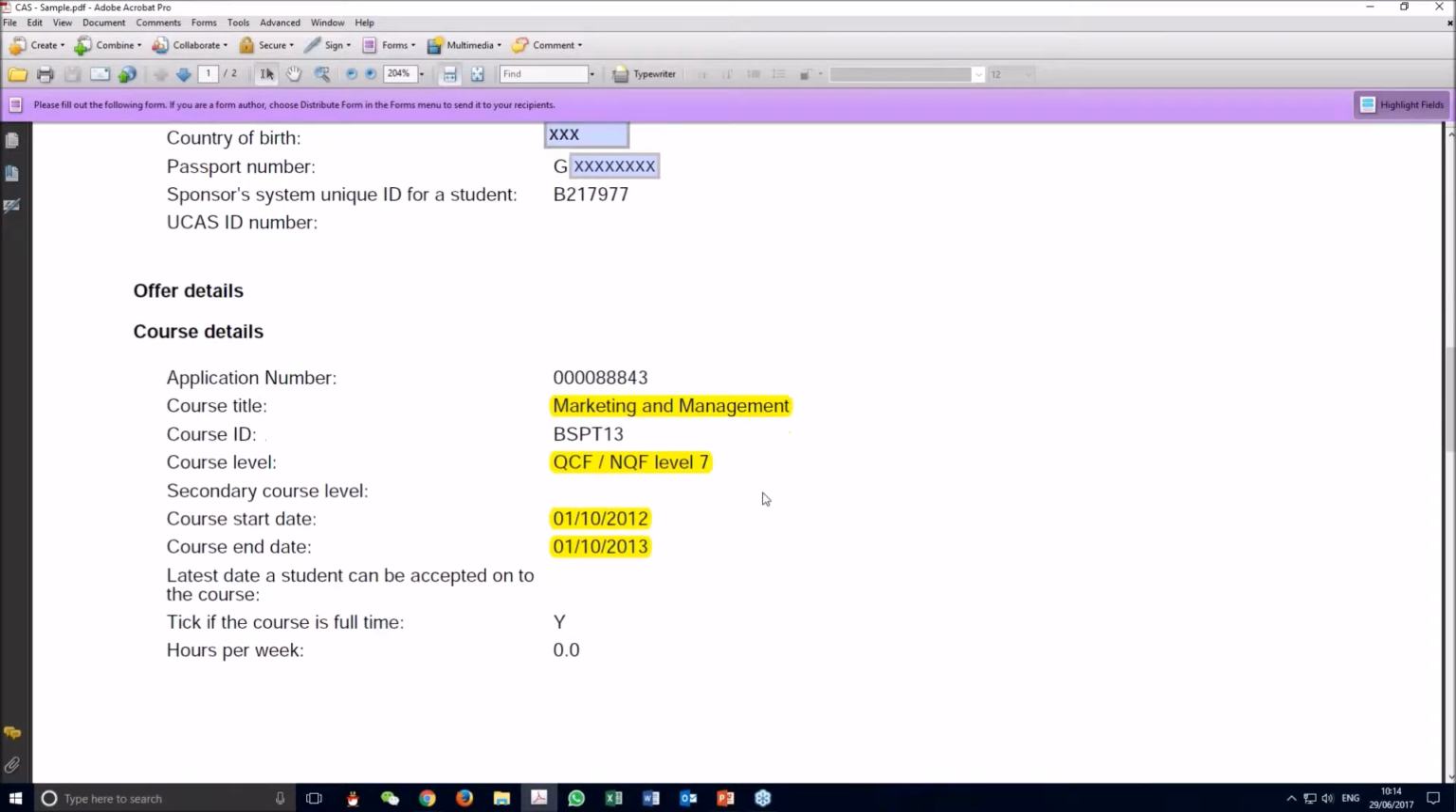The next section is course details, and it tells you the course title, which you also need to copy onto your online application form. Course level is very important. Level 7 means it's a master's program. If you study a course at different levels, they have different codes corresponding to each level, and you can always find this information on your CAS. Course start date and end date are equally important. They will decide how long you will get the visa for.